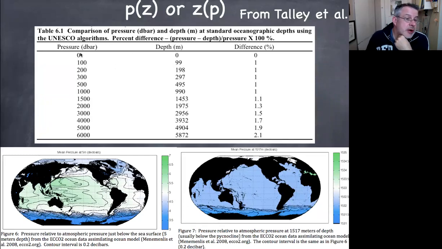Very roughly, the pressure is measured in decibars, which is 1/10 of a bar. 1 bar is roughly atmospheric pressure. The pressure in decibars from the ocean relative to the atmospheric pressure above roughly goes up by about 100 decibars per 100 meters. It's not quite that, so 1 decibar per meter with a relatively small difference. The differences get bigger toward the bottom. But what that means is with depth, the pressure is linearly increasing.